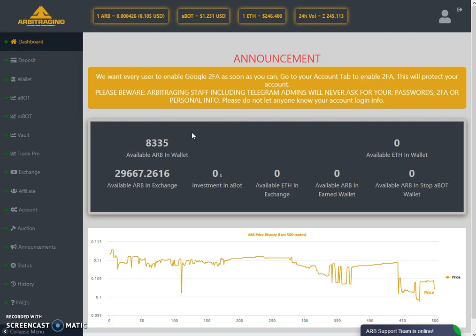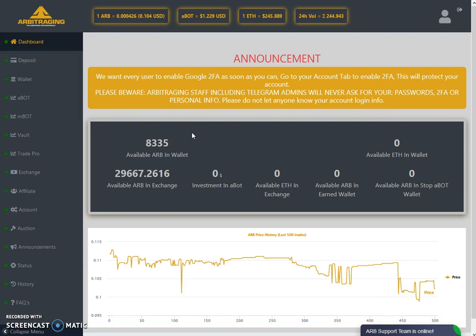It was around $260 yesterday, and today it is down by $14 and is at $246. The price of Abot also got down because of that. The price of Abot was at around $1.30 yesterday, and because Ethereum got down, the price of Abot also got down to $1.22. And the price of ARB is 426 GWEI, which is equal to 10.5 cents.